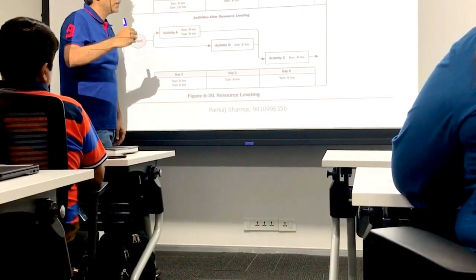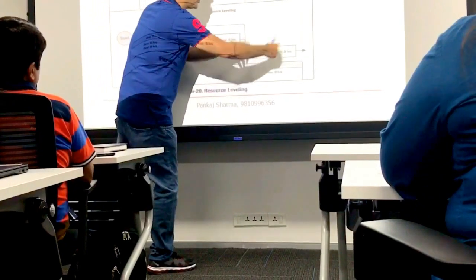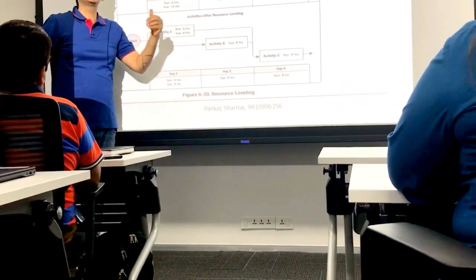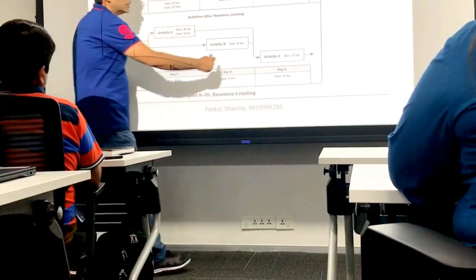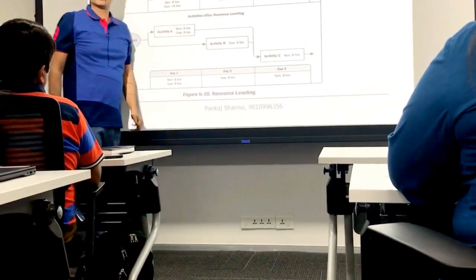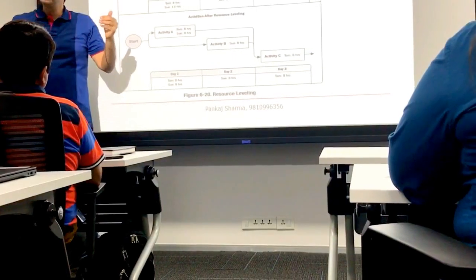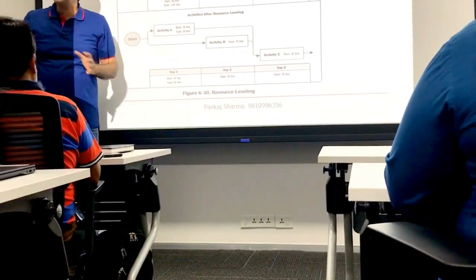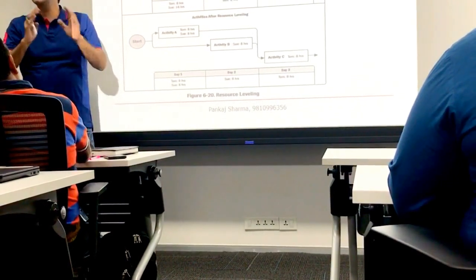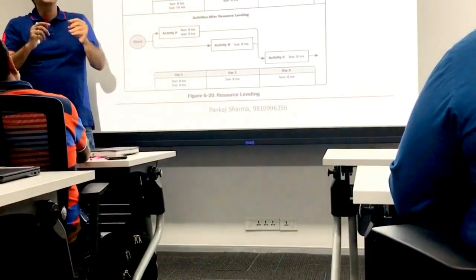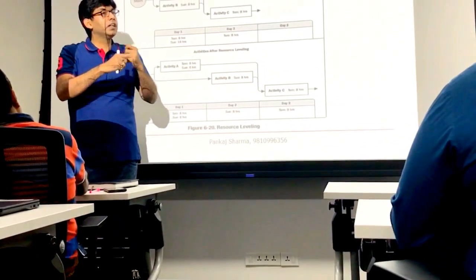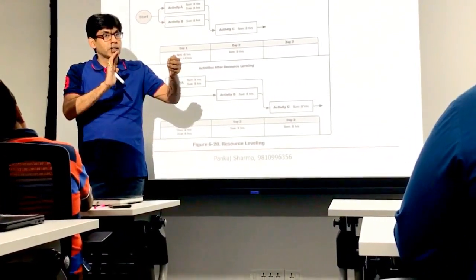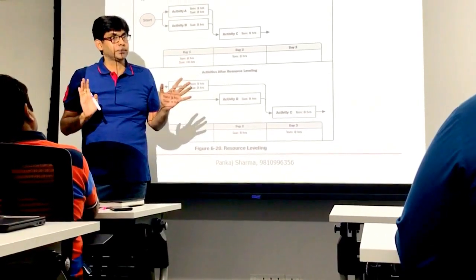But what is the negative? Activity C got pushed to day 3. The project which was getting completed in 2 days is now getting completed in 3 days. Since when I am doing resource leveling, I am not time constrained, I am only resource constrained, I am fine. My focus is I have to level the resource. Even if because of leveling a resource, the critical path shifts or changes, I am okay.